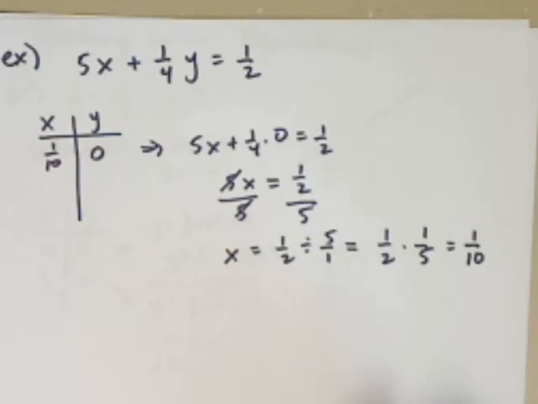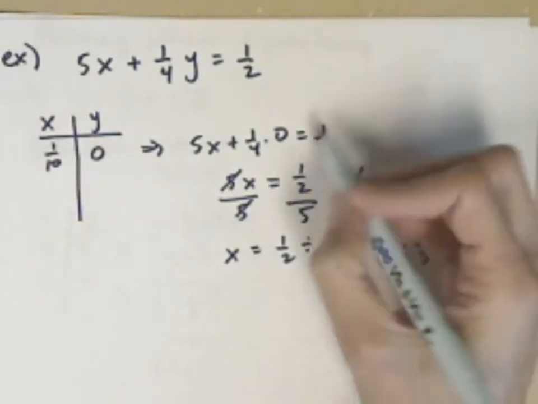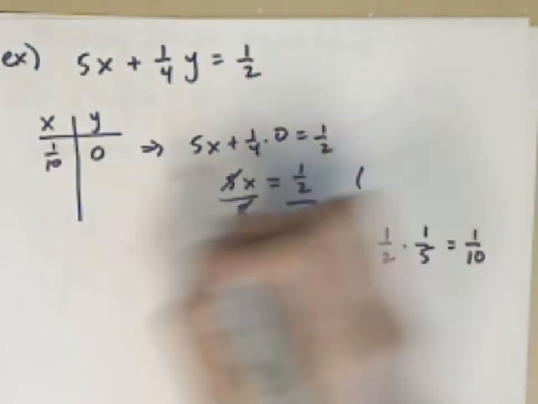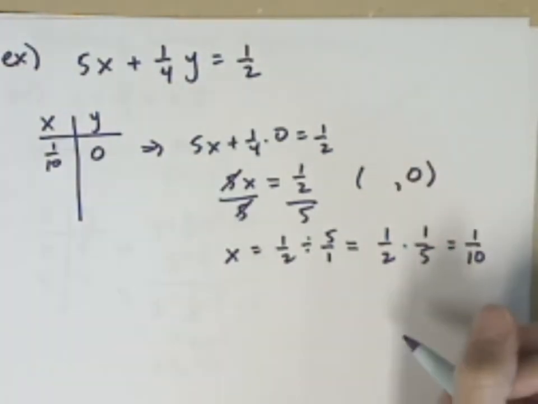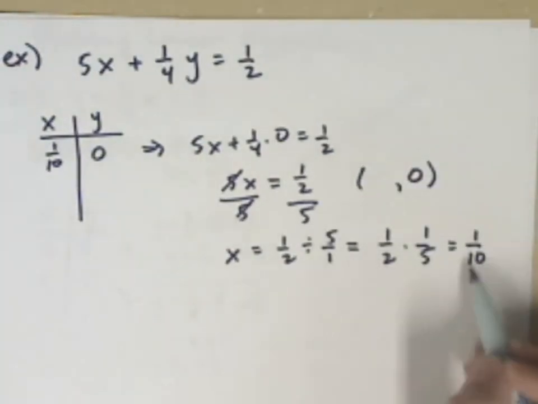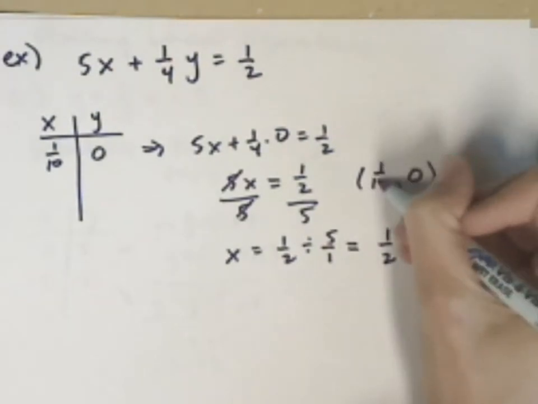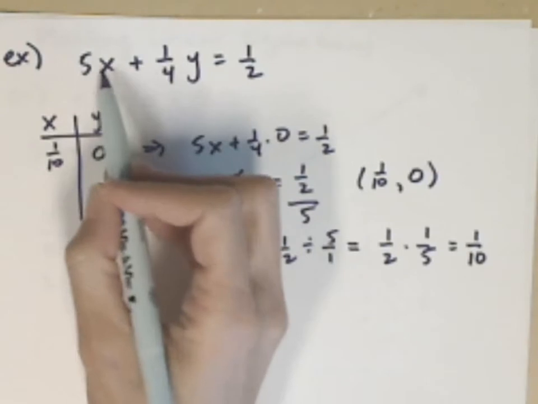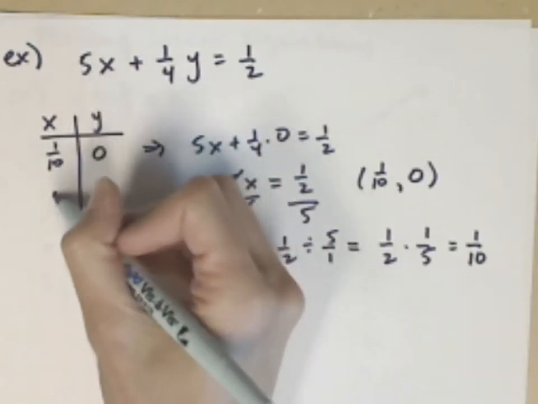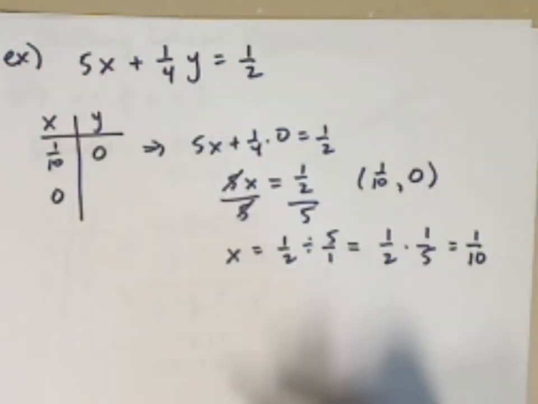1/10. So this says when I started with y equals 0, that forced x to be 1/10. Okay, let's do another one with 0. Let's let x be 0. Lots of choices here, but I'm going to let x be 0.